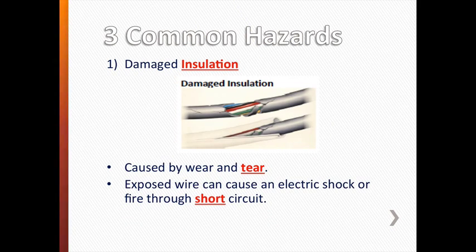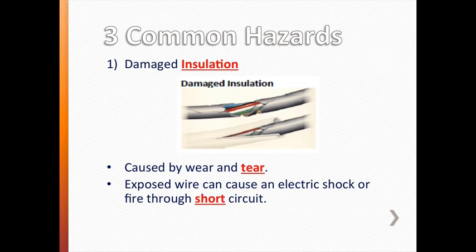The first one that you usually will find will be damaged insulation. So at this point, if you haven't, please take out your notes. You need to copy down some of the red highlighted words. Damaged insulation, in other words, it's the rubber that's on the outside. If it's damaged, that's where it's dangerous. So usually it's caused by wear and tear over prolonged use of it.